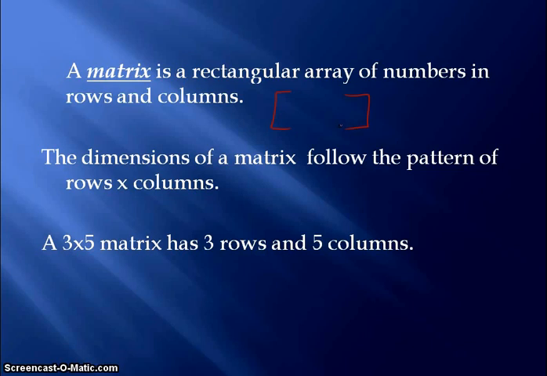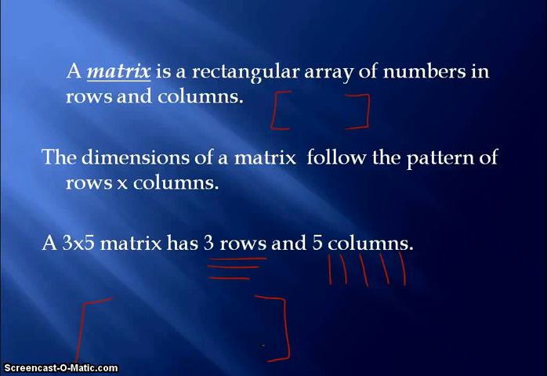So a little bit more about matrices. The dimension of a matrix follows the pattern of rows by columns. So a 3 by 5 matrix has 3 rows. Remember, rows are horizontal, and 5 columns. It could be any numbers at this point, so we're just talking about a general 3 by 5 matrix. I know that there's going to be 15 elements though, and elements are just the individual numbers within my matrix.